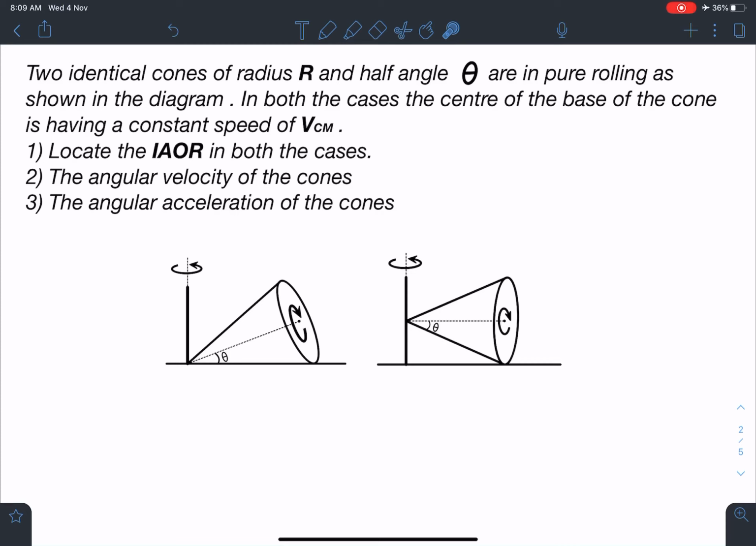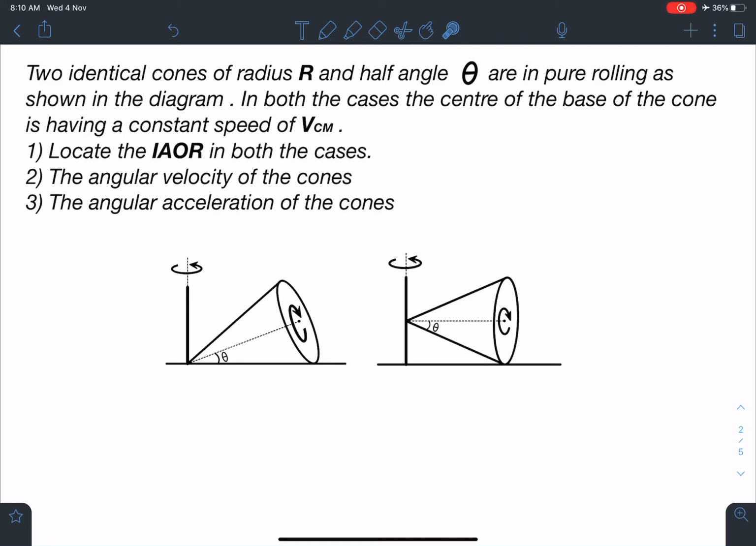So here is the statement of this problem or concept. Two identical cones of radius r and half angle theta are in pure rolling as shown in the diagram. In both the cases, the center of the base of the cone, so I'm talking about the center of this circle, is having a constant speed of VCM.